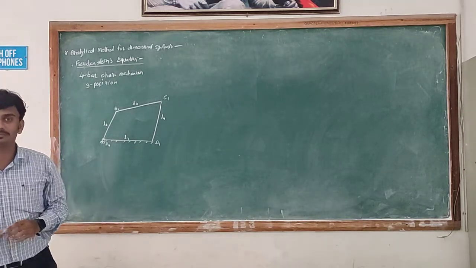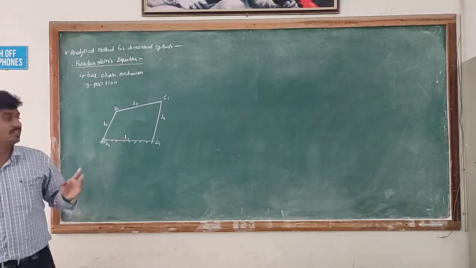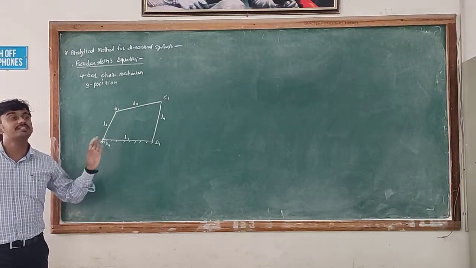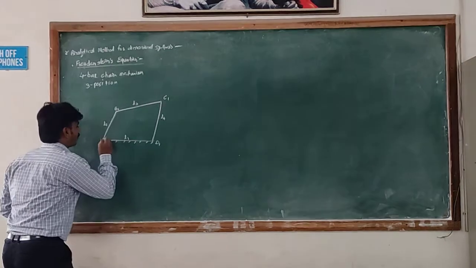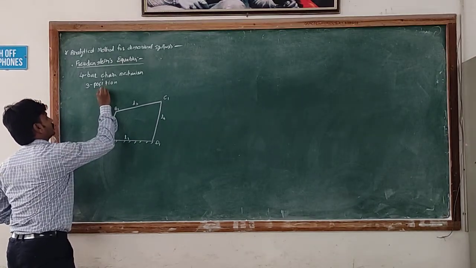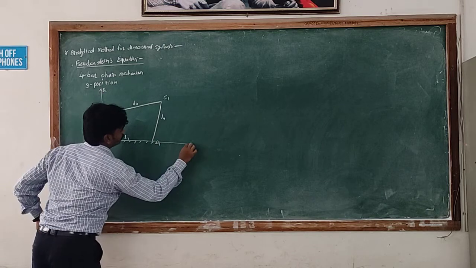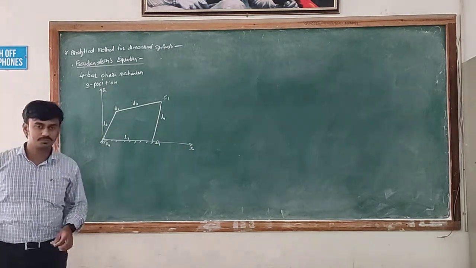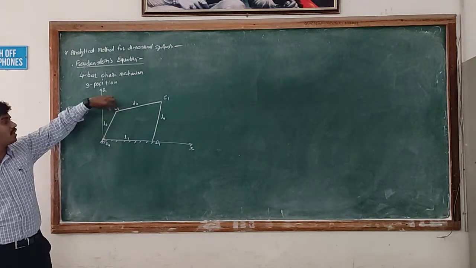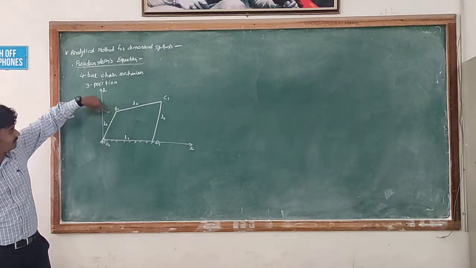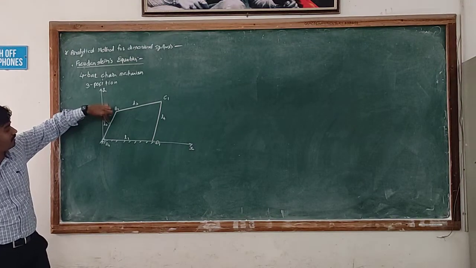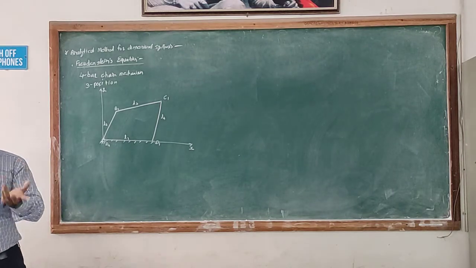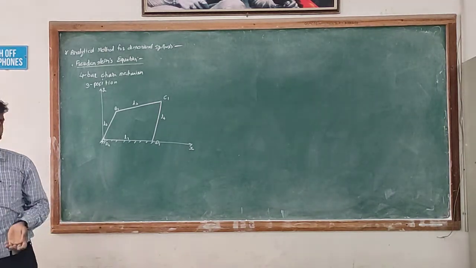To derive the equation, we will consider that the point A1 is at the origin of our xy coordinate system. So we will draw the x and y axes here. This is my y axis and this is my x axis. Now link 2 has a length L2, and this link is divided into two components, the x component and the y component.